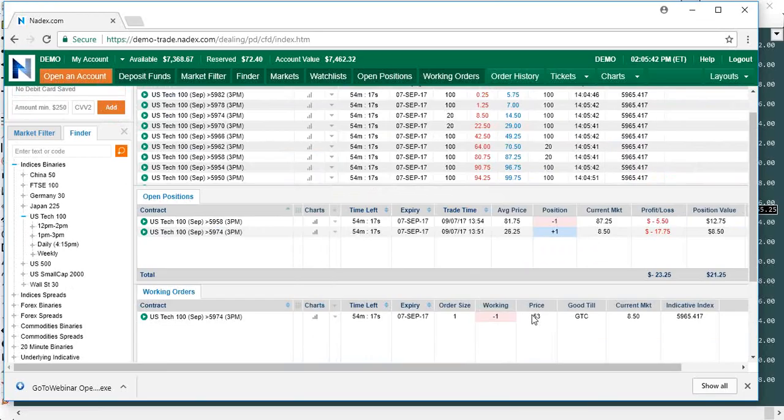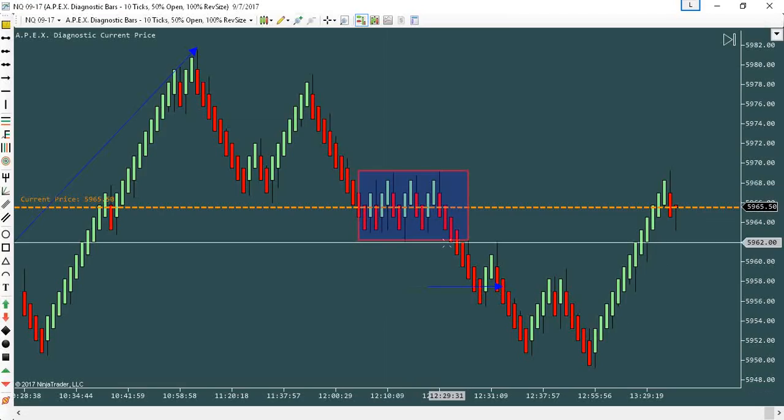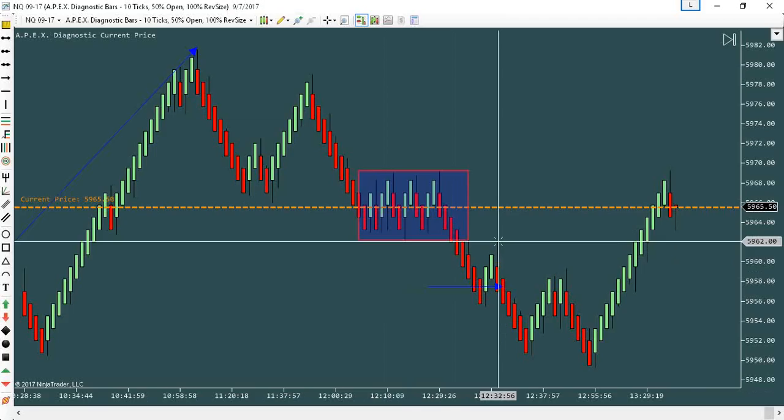So what did I just do there? I placed a take profit order. Does that make sense? Right? You see that? So I bought it. So I've got my trade set up. Okay, it broke out. I waited for the pullback.